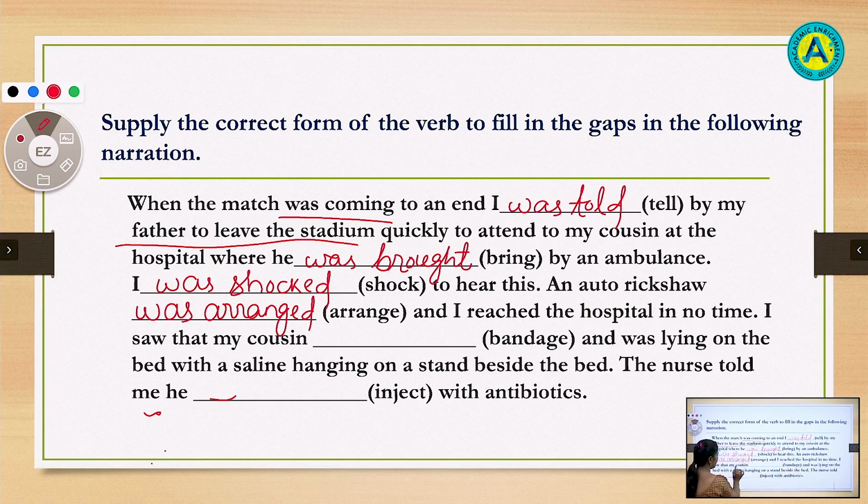I saw that my cousin dash bandage. Here we will answer the correct verb form of bandage, and was lying on the bed with a saline hanging on a stand beside the bed. Who can say? Very good. The answer is: I saw that my cousin was bandaged and was lying on the bed with a saline hanging on a stand beside the bed.